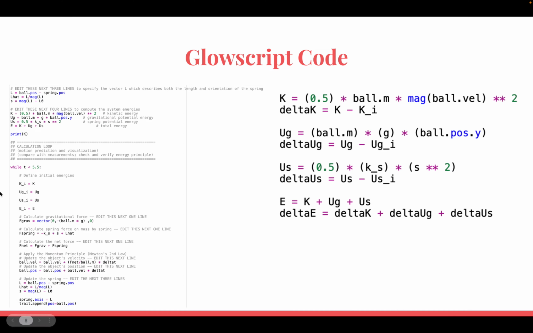As you can see, here I calculate L hat and s, and this helps me calculate the spring potential energy. Then here I calculate the kinetic, gravitational, spring potential, and then the total energy. And then moving down here, I set what the initial energies for each of those are. I calculate the force of gravity, the force of spring, and F net. Then I use velocity and position update formulas to update them. And then carrying over here, I calculate the change in each energy so I can calculate the total change in energy.